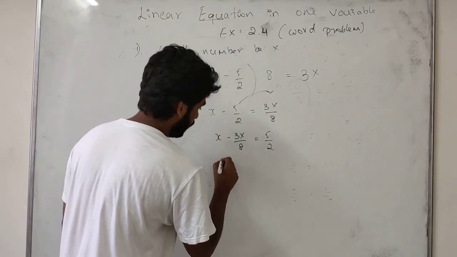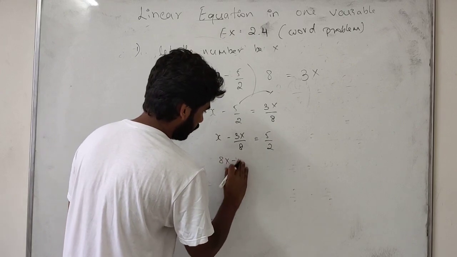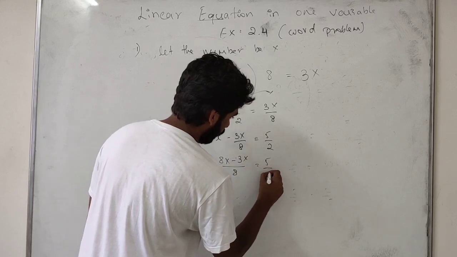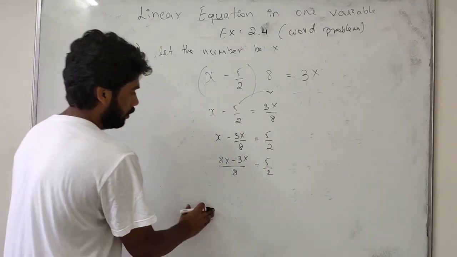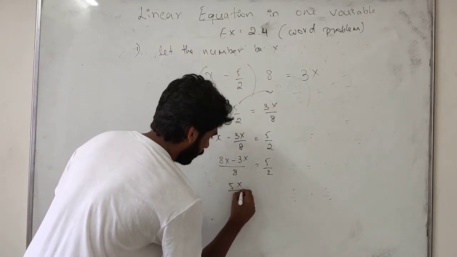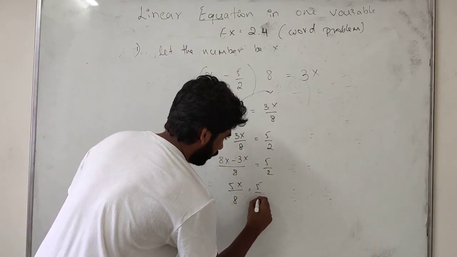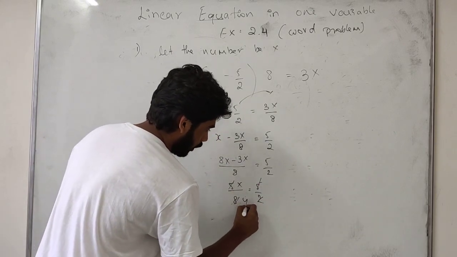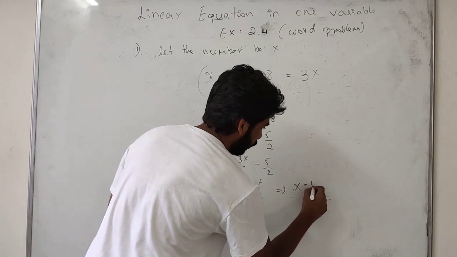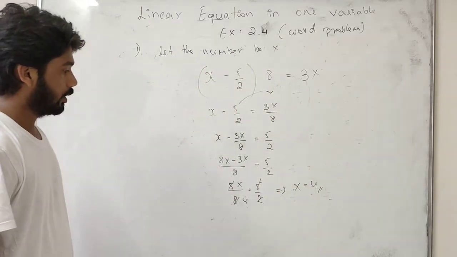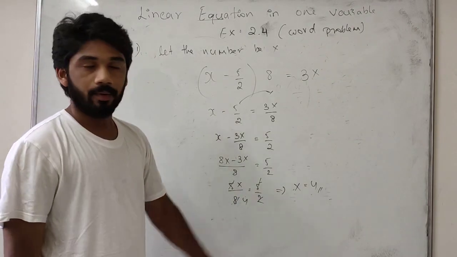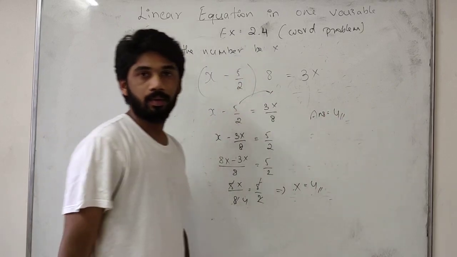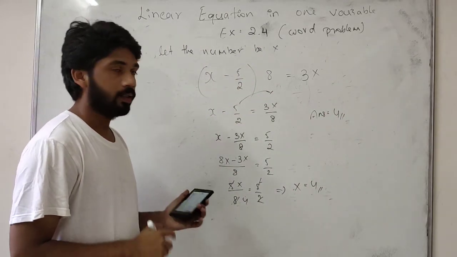Now I will take the LCM. Taking the LCM, we get 8x minus 3x by 8 is equal to 5 by 2. Now I get 5x by 8 is equal to 5 by 2. Now this 5 cancels, 2 ones are 2, 4 twos are 8. So here we will get x is equal to 4. So the number we are finding is 4.